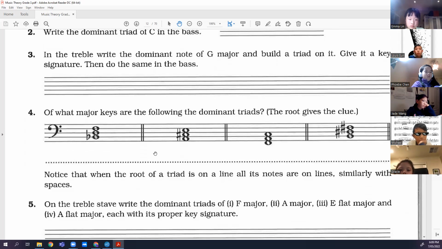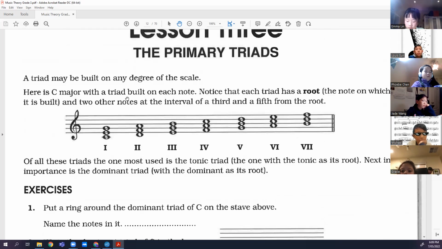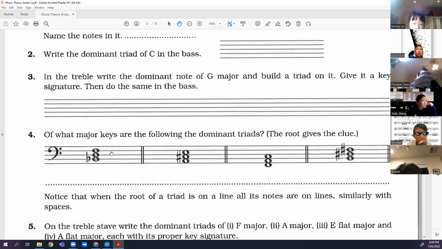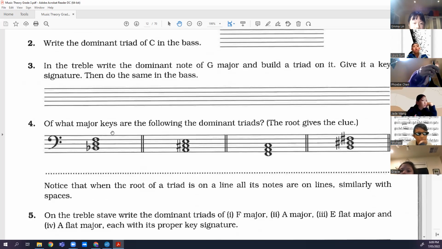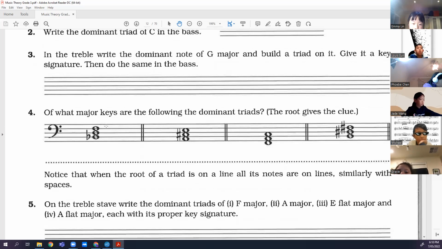So let's look at question 4. I want you to be able to look at this visual demonstration, observe its root notes and record what they're made from and how it's made. So if we take a look at this, B flat, D, and F, it tells you that these are the dominant triads of a particular key.